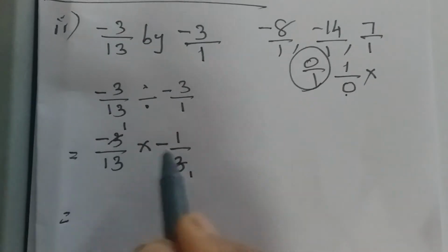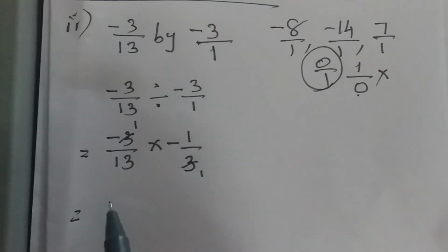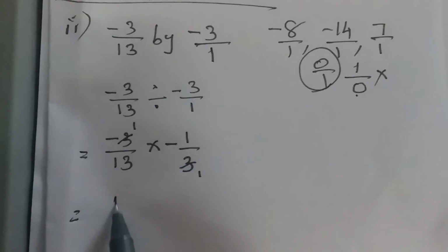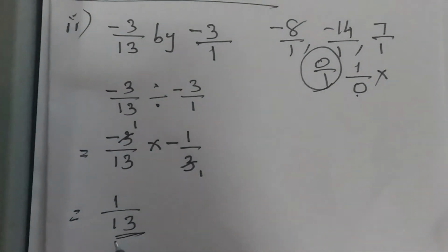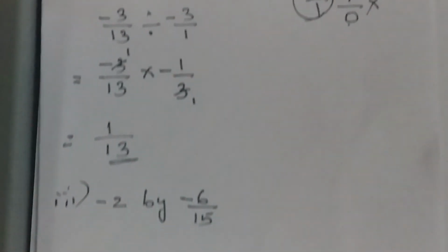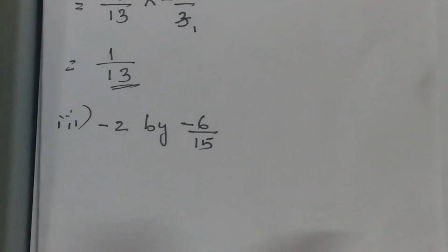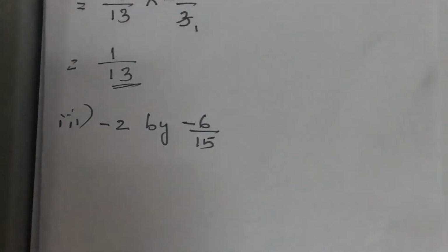Minus into minus. When you multiply the same signs, it is plus. And 1 ones are 1, 13 ones are 13. That's the answer for the second one. Now we'll see the third one, and the last division sum in question number 6, which is minus 2 divided by minus 6 by 15.